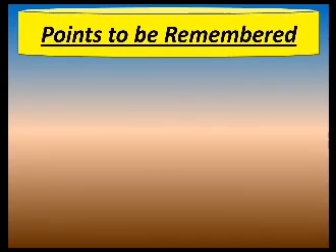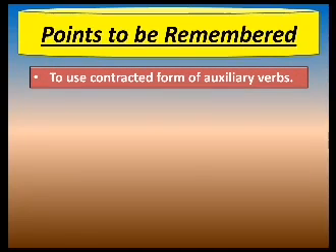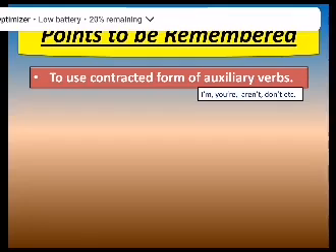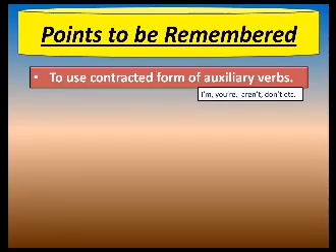Dear students, we will learn some points which are to be remembered before writing a dialogue. So let's see the points. The first point is, whenever we write a dialogue, we have to use the contracted form of auxiliary verbs. আমরা যেসব auxiliary verb পাবো সেগুলোর অবশ্যই আমাদের সংক্ষিপ্ত রূপটা ব্যবহার করতে হবে. For example, I can say I'm, you're, aren't, don't, etc. Instead of I am, we have to use I'm, and instead of you are, we have to use you're.